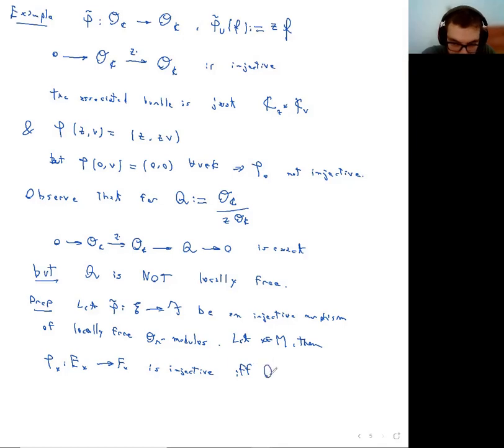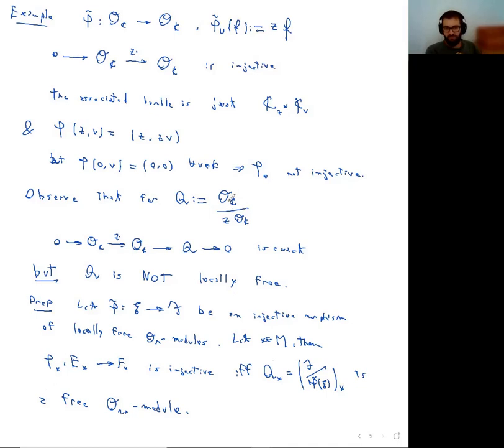And this is true if and only if Q_x, defined of course as F mod phi tilde E, x is a free O_{M,x} module. And again, here it's true. So let's look at again with our example how it fits.